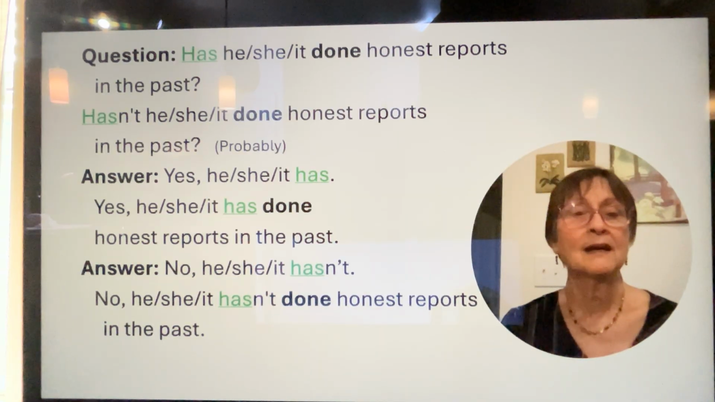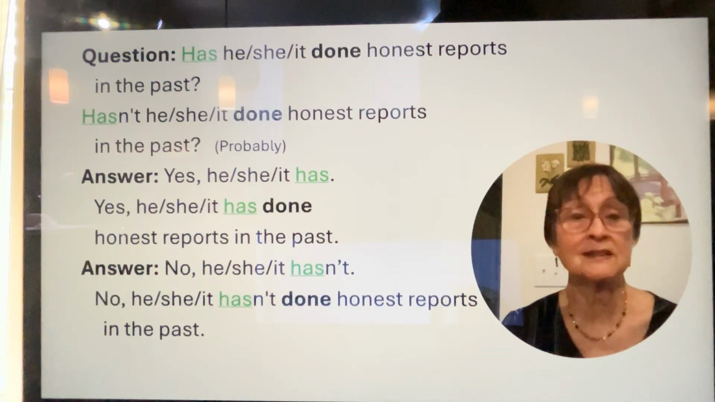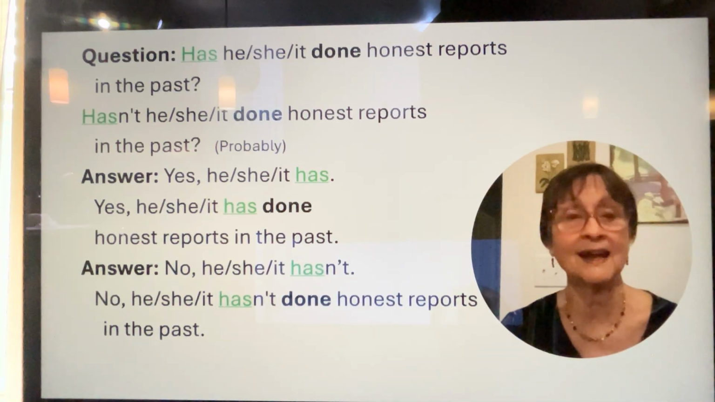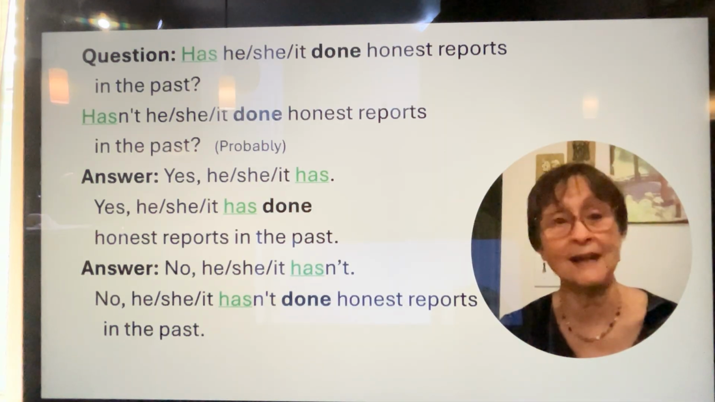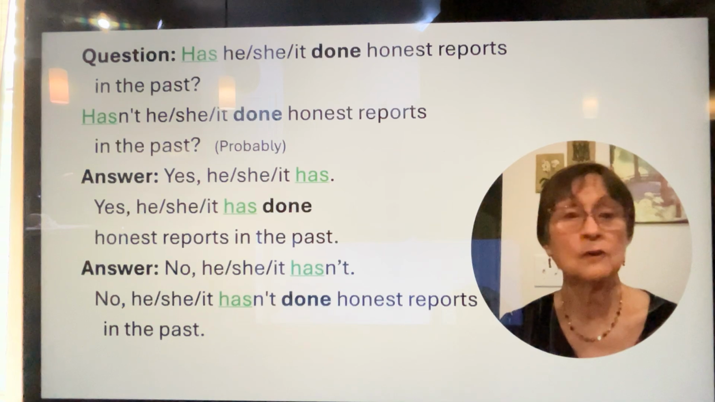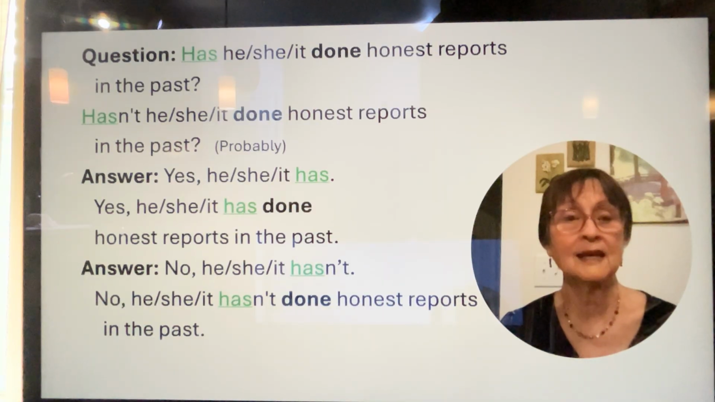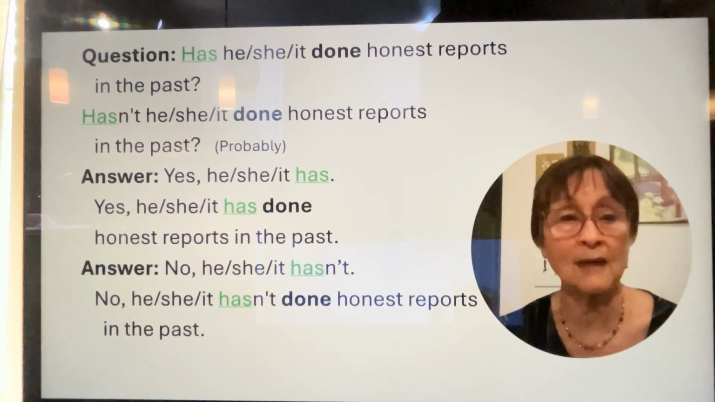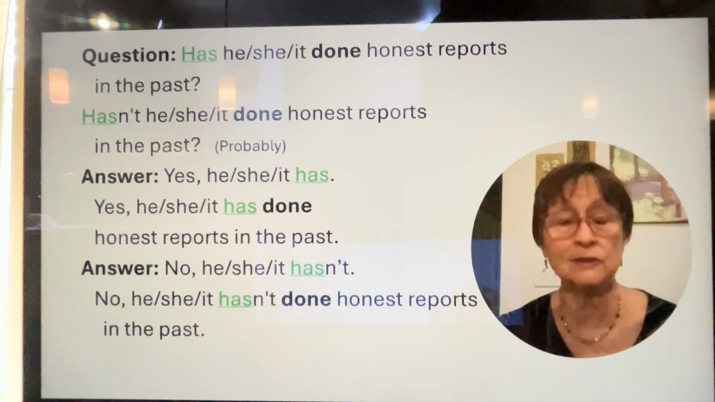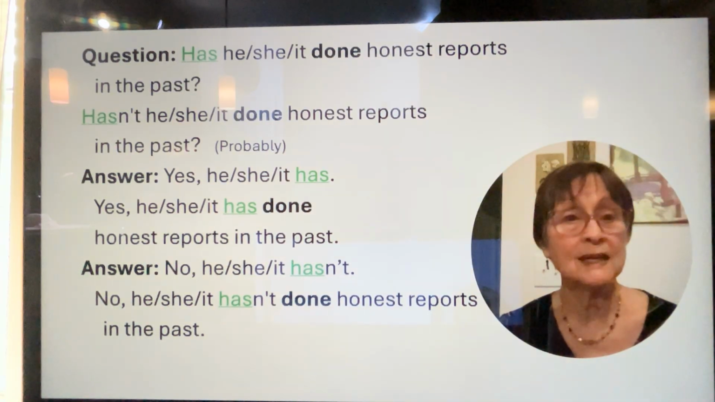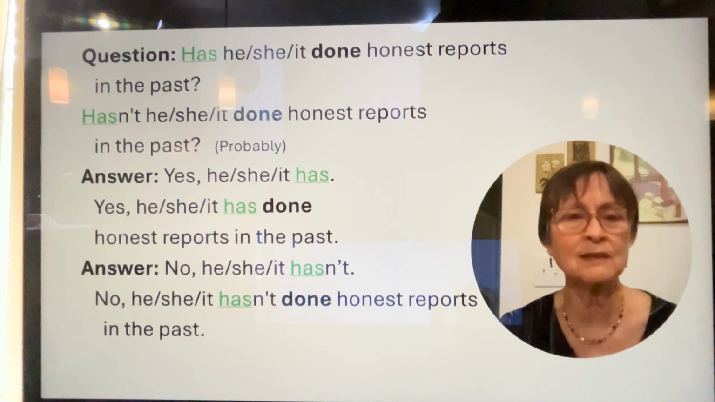Probably. So we answer, yes, he has. Yes, she has. Yes, it has. Yes, he has done honest reports in the past. Yes, she has. Yes, it has done honest reports in the past. If the answer is no, no, he hasn't. No, she hasn't. No, it hasn't. No, he hasn't done honest reports in the past. No, she hasn't done honest reports in the past. No, it hasn't done honest reports in the past.